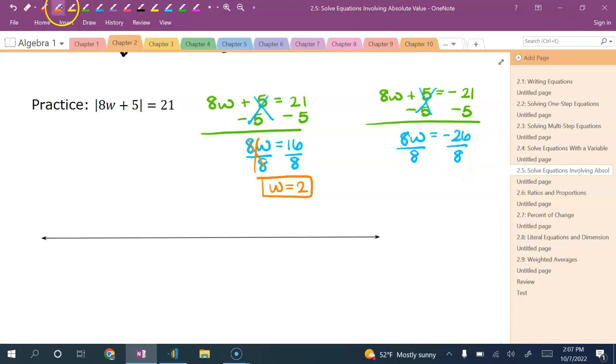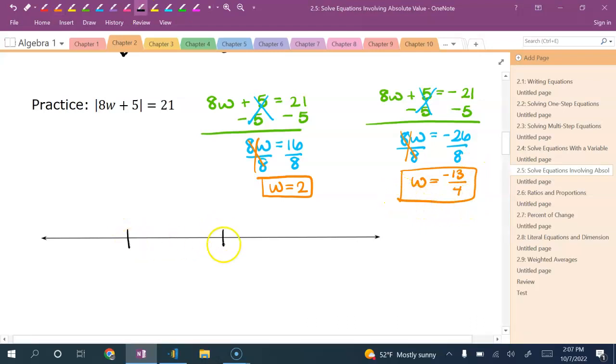Now, -26 is not easily divisible by 8, but it can be reduced by taking a 2 out of both. So I would reduce that to -13/4, but I would leave it as a fraction. When you go to graph this one, that -13/4 needs to go onto the left, 0 needs to go in the middle, 2 needs to go on the right.